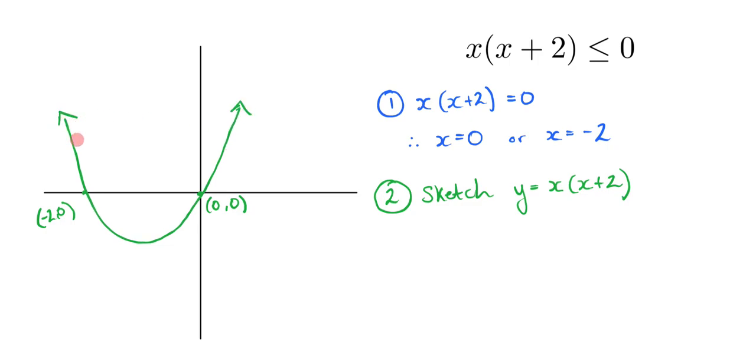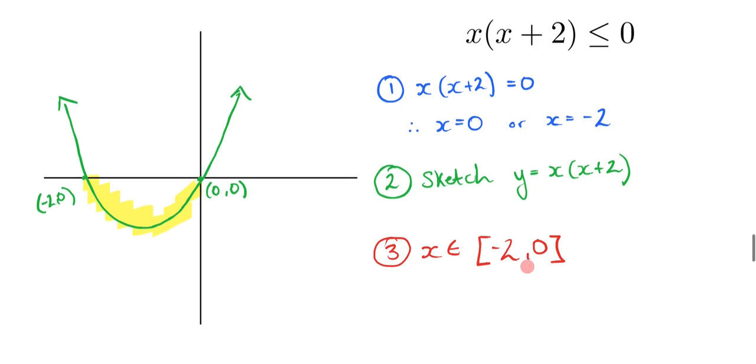There we go. Then my final step, step number 3, is to determine the x values which will satisfy my inequality. It is less than 0, so it's going to be everything below my x-axis, so everything here. So therefore, my x is going to be an element of negative 2 to 0. And again, I have square brackets, [-2, 0]. Perfect. We now move on to my next question.